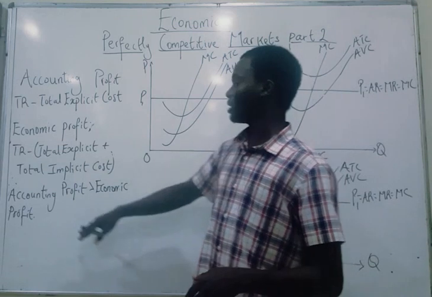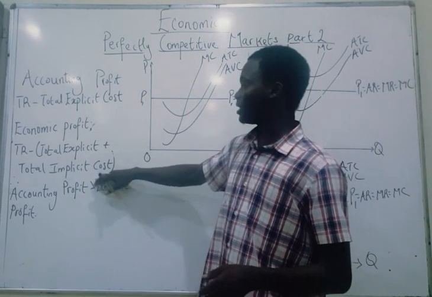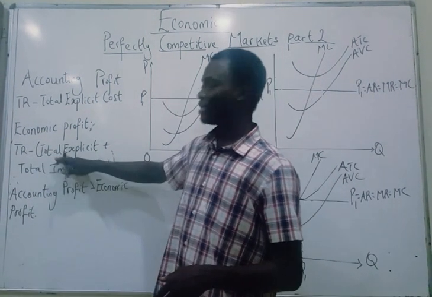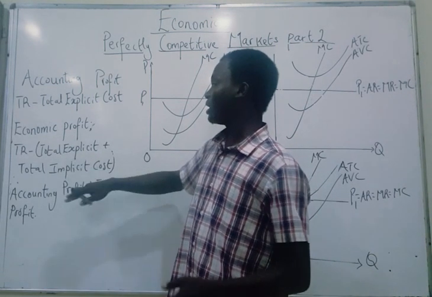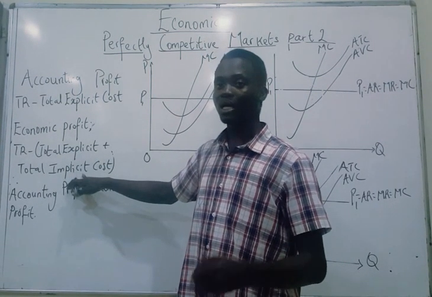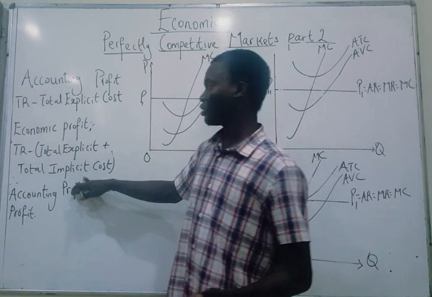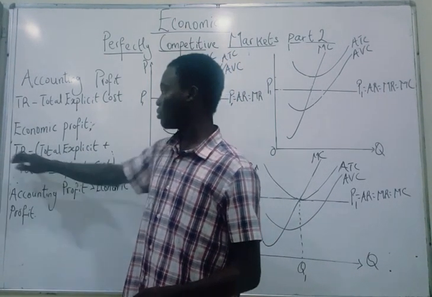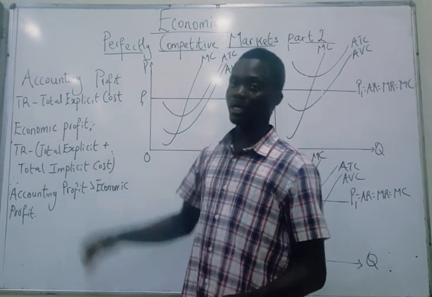Okay, so let's assume that total revenue is 2 billion naira. The total explicit cost, that is the direct cost, the cost that involves cash outflow from the business, is 1 billion naira, and then the total implicit cost, that is when we talk about the opportunity cost of the resources used by the producer, is also 1 billion naira. So 1 billion plus 1 billion gives us 2 billion naira. Then we subtract 2 billion naira from 2 billion naira, we have 0. Okay, and that means there's a zero economic profit.